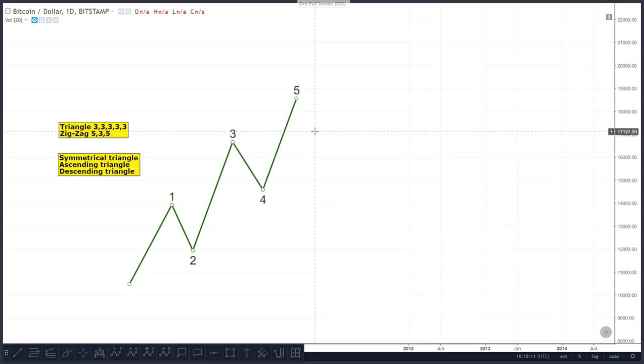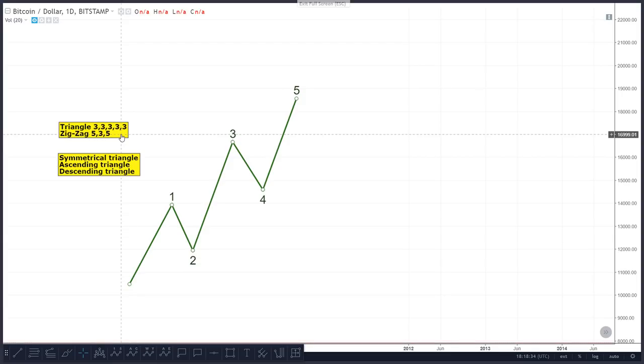Alright, so that's pretty much it for zigzag. It's a 5-3-5 pattern. As I say, it's almost like an impulse wave. An impulse wave, instead of 5-3-5, is 5-3-5-3-5. So the start of the zigzag can look almost identical to an impulse wave.